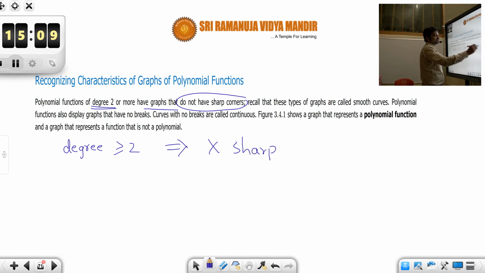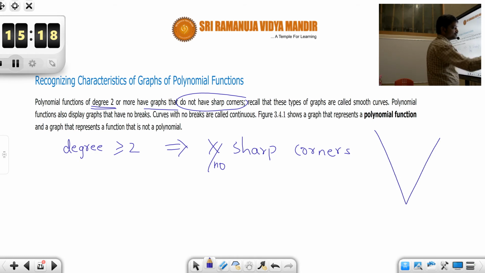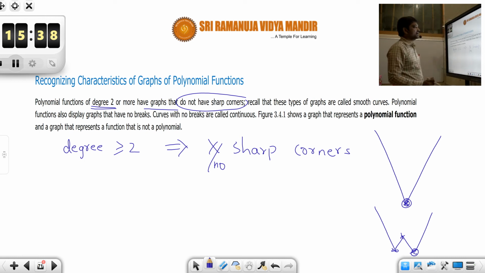What do we mean by no sharp corners? For example, if a graph looks V-shaped, this is something like a pointed thing, so this is very sharp. You don't find sharp corners at all. Or look at this W shape. These are sharp corners. Okay, students, you will never find sharp corners in the case of polynomial functions.